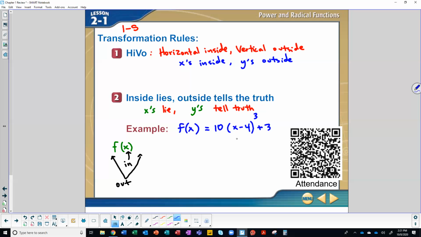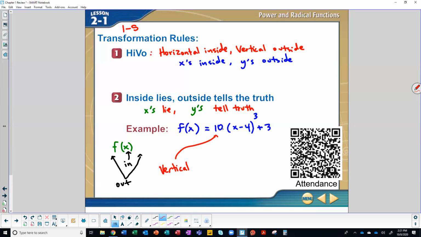So here on this problem, I see 1, 2, 3 transformations. The cube is the shape. That's not a transformation. It's going to be an S curve. But I have 3 transformations. What is that 10 do? Is it inside or outside? It is outside. So if it's outside, guess what it is? It's going to be vertical. I'm going to use these words because that's what your test uses. It's going to say vertical or horizontal as we go. So it's going to be vertical.